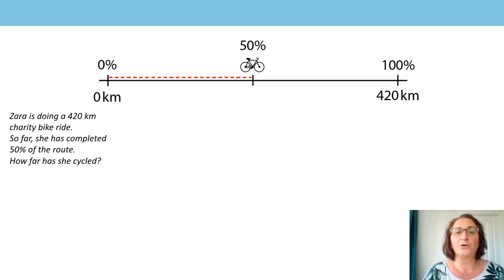Zara is doing a 420-kilometre charity bike ride. So far, she has completed 50% of the route. How far has she cycled? Pause the video and have a look at the journey.